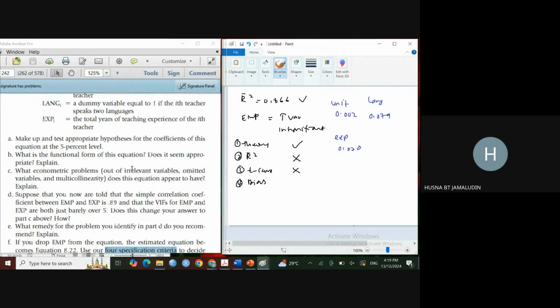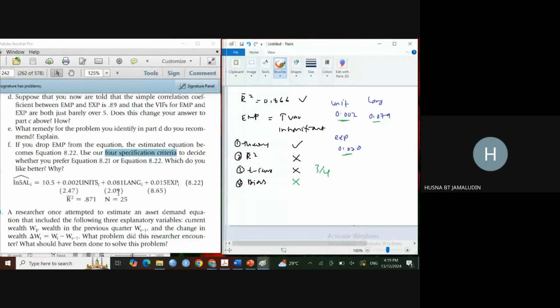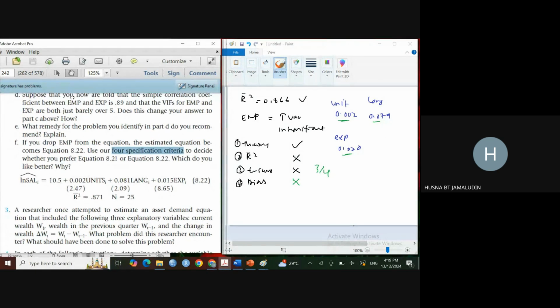Does it introduce bias? Unit, the same, doesn't change. Unit remains the same. Length, 0.79 and 81, very little. Experience also very small, because you're talking about 0.0. Okay, so does it introduce bias? No. So what does it say? You should also drop. So this is 3 out of 4. What will you suggest? Drop the EMP. It's clearly to drop. Okay, now we have finished question F.